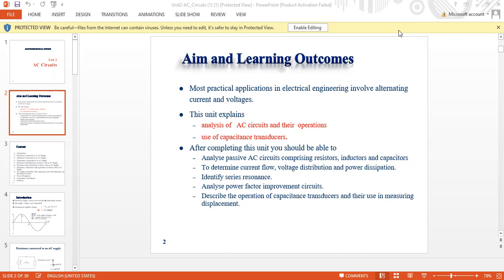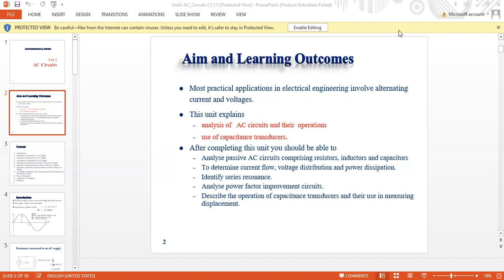The DC supply has constant magnitude with respect to time. Changes in magnitude and direction are measured in terms of cycles. Each cycle of an AC consists of two half cycles, namely a positive half cycle and a negative half cycle. This unit explains the analysis of AC circuits and their operation.